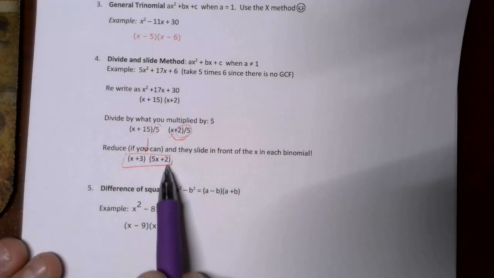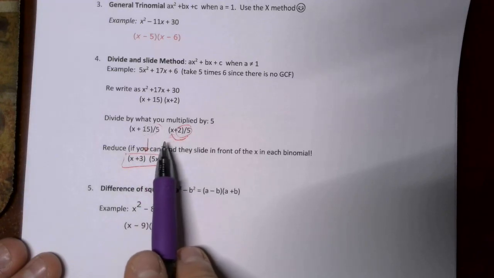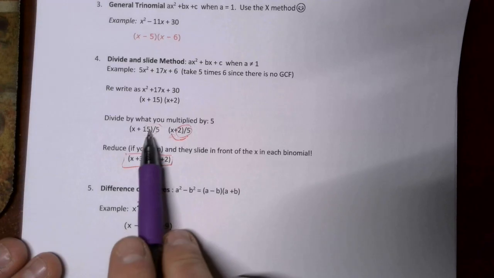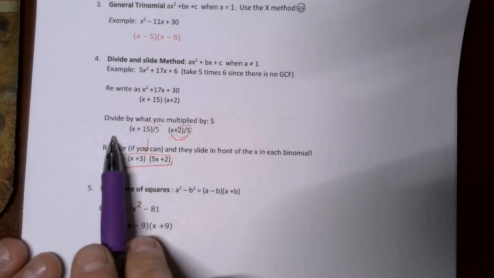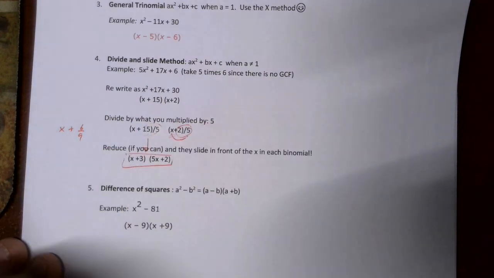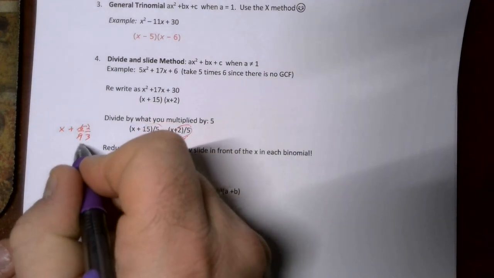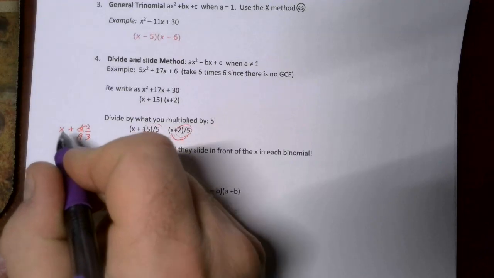So I have to know when to use this divide and slide method. The key where kids mess up on this is they forget to reduce fractions before they slide. So like this one, it's easy, it divides easily, but sometimes if I had something like x plus 6/9, you replace that with 2/3, and then you would slide 3. So that's a common error.